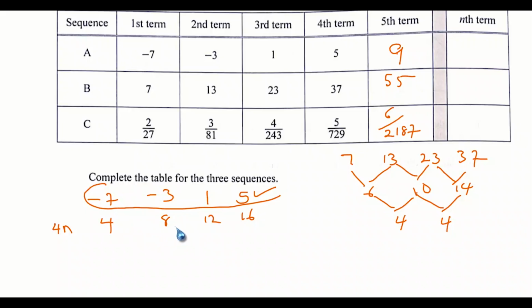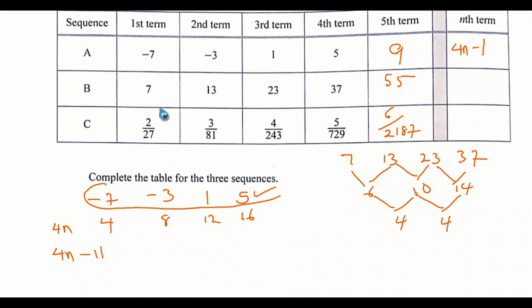8 plus negative 11, you get minus 3. So that means the nth term will be 4n minus 11. So let's test for 1. 4 times 1, 4. 4 minus 11, you have minus 7. So that means the nth term of sequence A will be 4n minus 11.